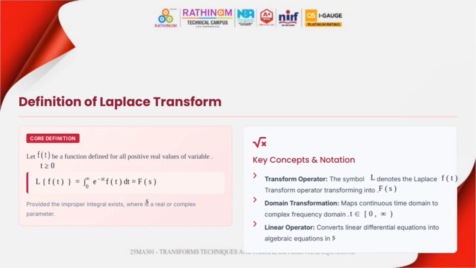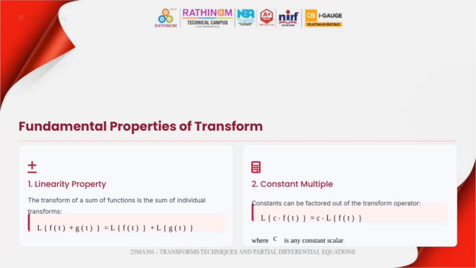Let's explore two fundamental properties of transforms that make them so powerful. First is linearity. This means the transform of a sum of functions equals the sum of their individual transforms. It lets us break down complex problems into simpler parts. Second, the constant multiple property tells us that if we multiply a function by a constant, we can factor that constant out of the transform. Together, these properties give us flexibility and control when working with transforms.